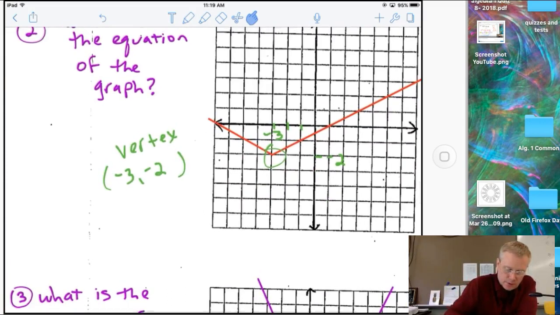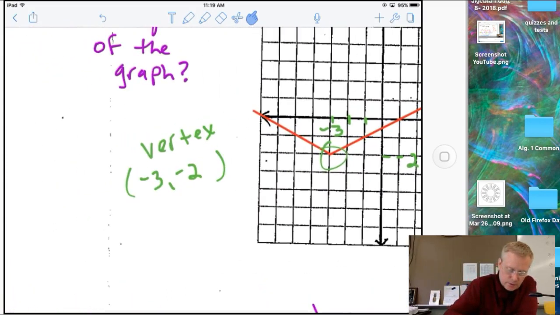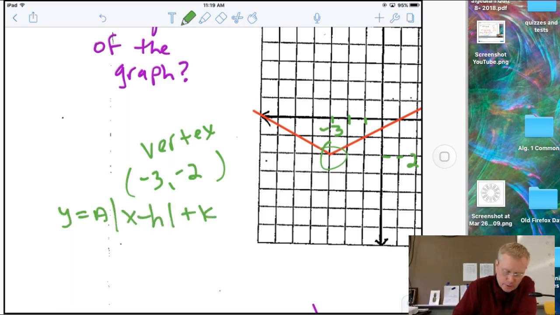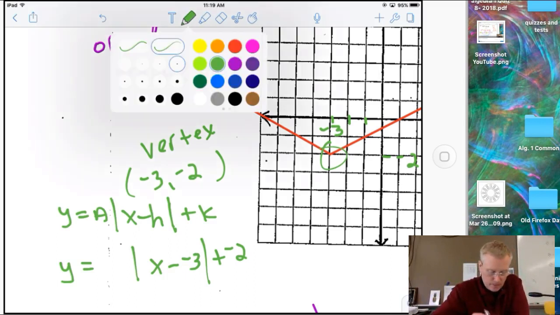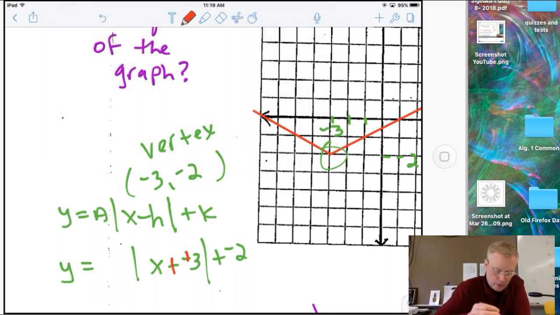So let's start with that. I can plug this into that formula, y equals a times the absolute value of x minus h plus k. When I plug those values in, I'll leave a blank for the moment. X minus -3 plus -2 or -2, that's the same thing. Now, you'll see what happens when I have a double negative there. You've got to clean that up, make it a plus. And I'll put that in the final version in a moment.